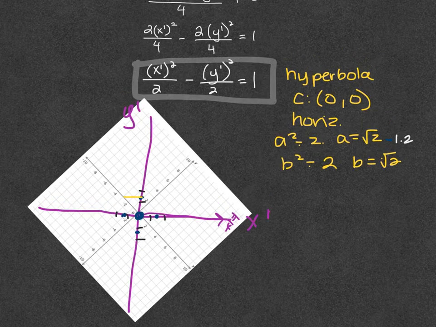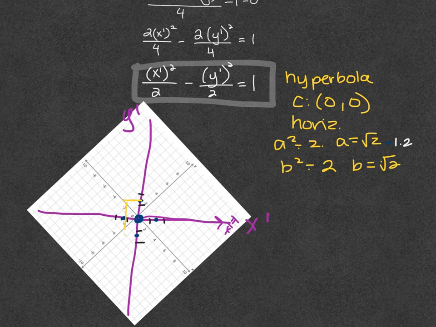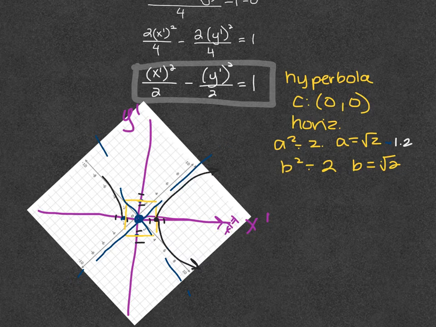I'm going to draw my little box. I'm going to do my asymptotes. And we said this is horizontal, so on my vertex, I'm going to draw my branches.